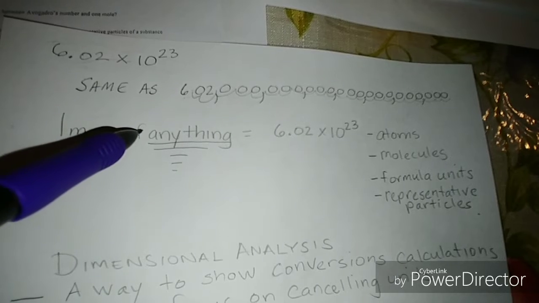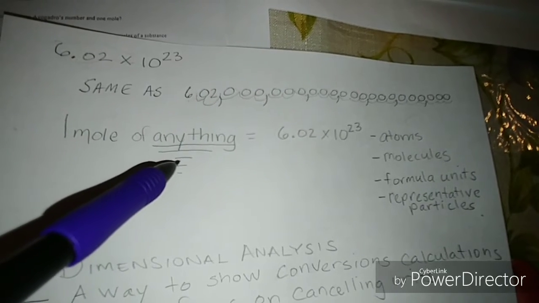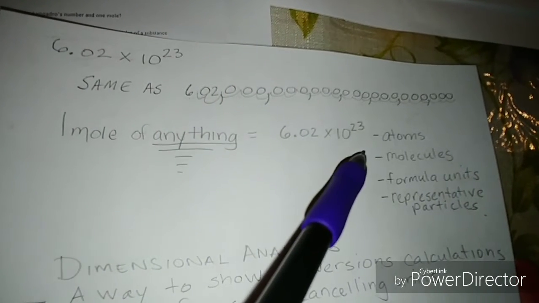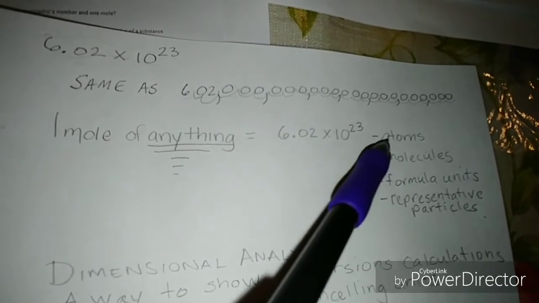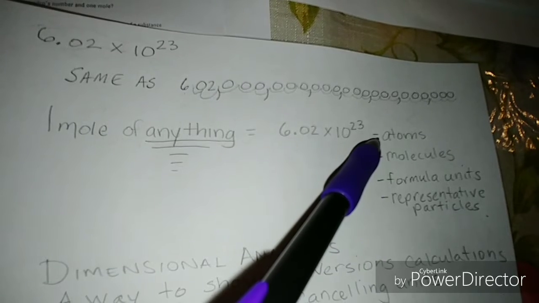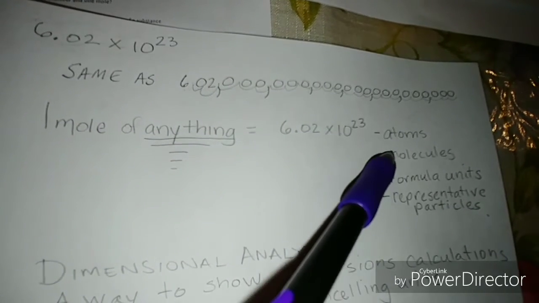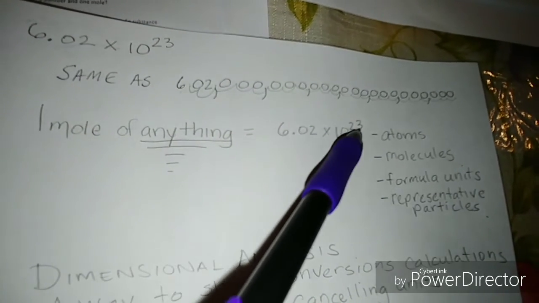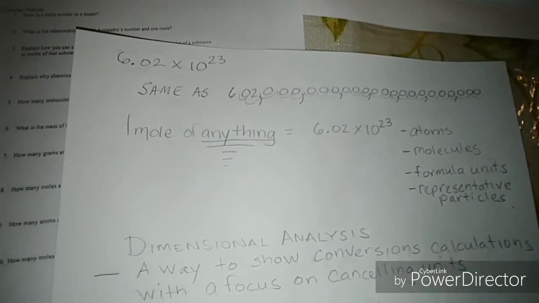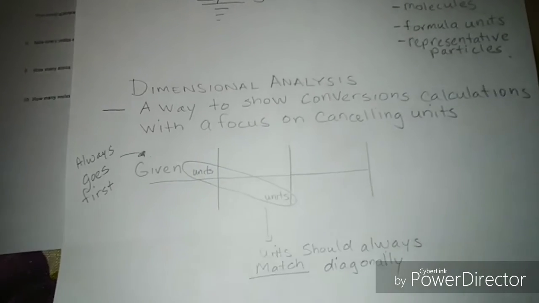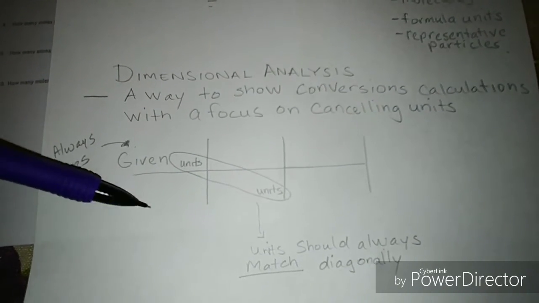If we're working with molecules such as water or carbon dioxide, then we can just add the word molecules behind it. It really doesn't matter. You can use these words interchangeably as long as you use them correctly, but they're all going to be the same amount, which is 6.02 times 10 to the 23rd.